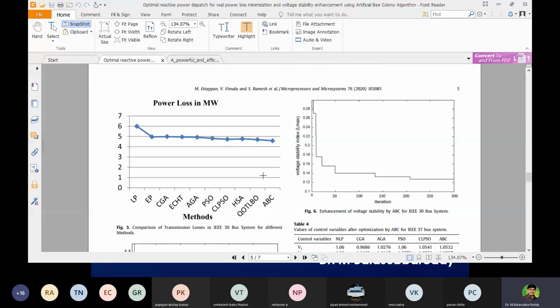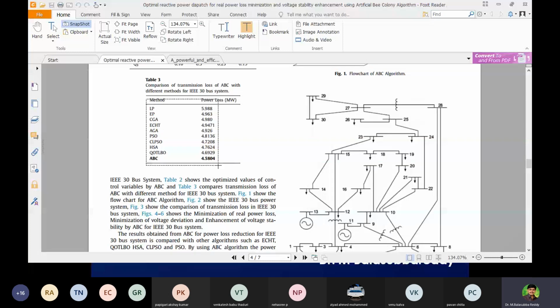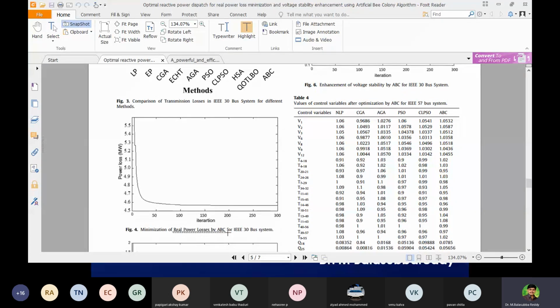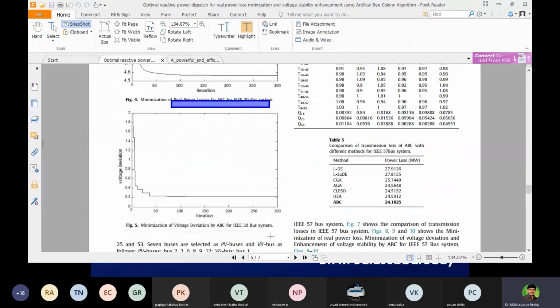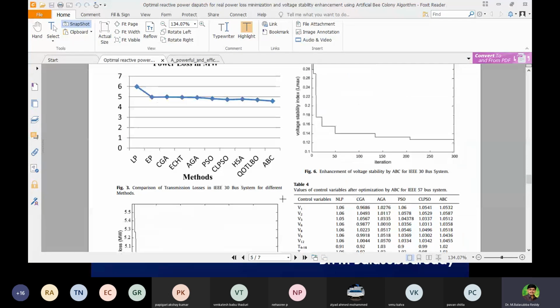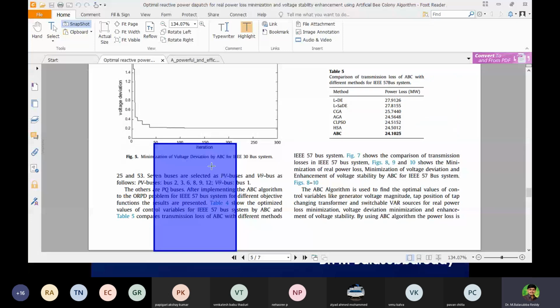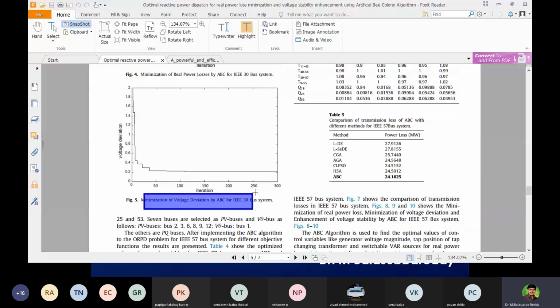This table that you saw, they represented in a graphical fashion. That is only the graph. And the convergence characteristics for the IEEE 30 bus system: enhancement of the voltage stability, this one will be the real power loss, and this one will be the voltage deviation. Like that, all three objective functions they solved individually. They represented voltage stability, then real power loss, and then voltage deviation. So these are the three objective functions.